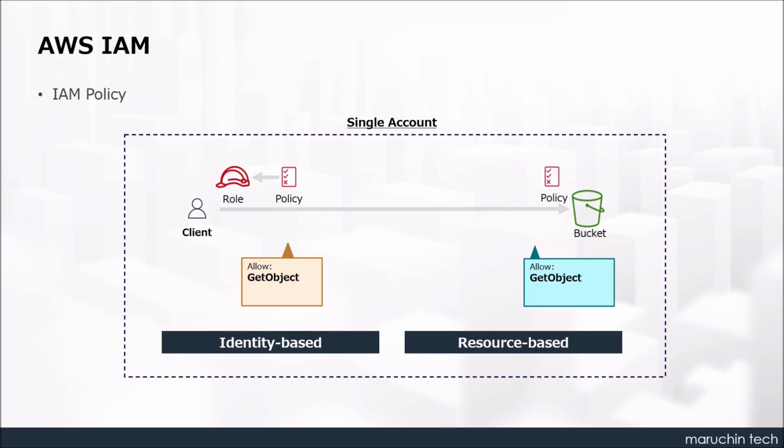As a side note, if the identity and resource are in different AWS accounts, you must explicitly grant permission on both the identity-based policy and the resource-based policy. This is a common gotcha even for experienced AWS users. Since we are using a single account today, strictly speaking, we don't need explicit permission on both sides for S3 access, but we will configure it for clarity.